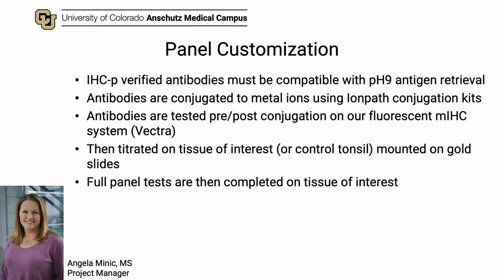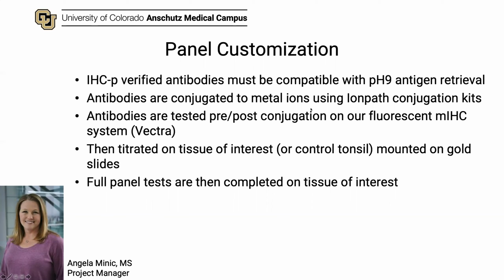So the very first thing we have to do is make sure, at least for FFPE tissue, that the antibodies work under pH 9 antigen retrieval. And we're going to test this initially on our vector platform, just because we have a lot more familiarity with it and it's a lot easier, faster, cheaper to get it done there. So first is testing the antigen retrieval condition that the antibody works with.